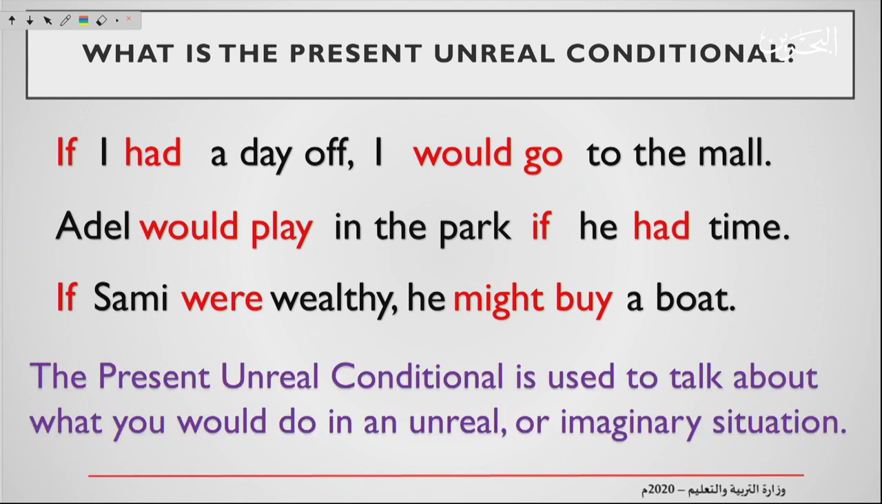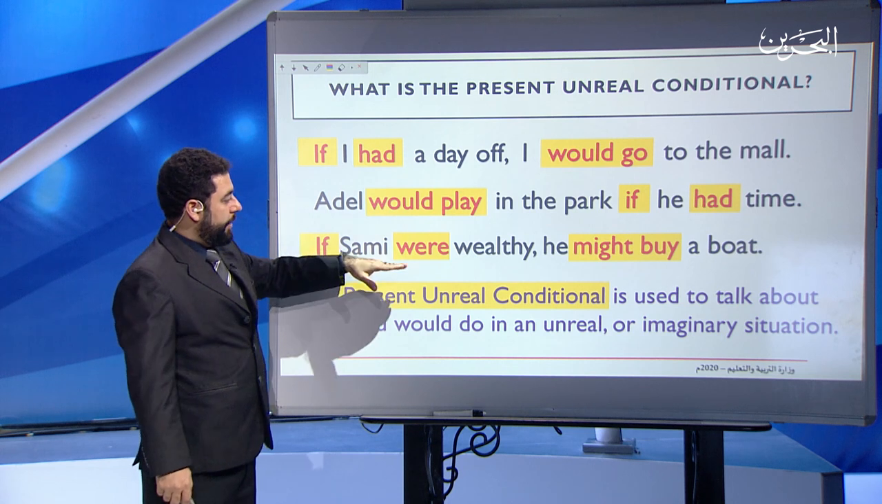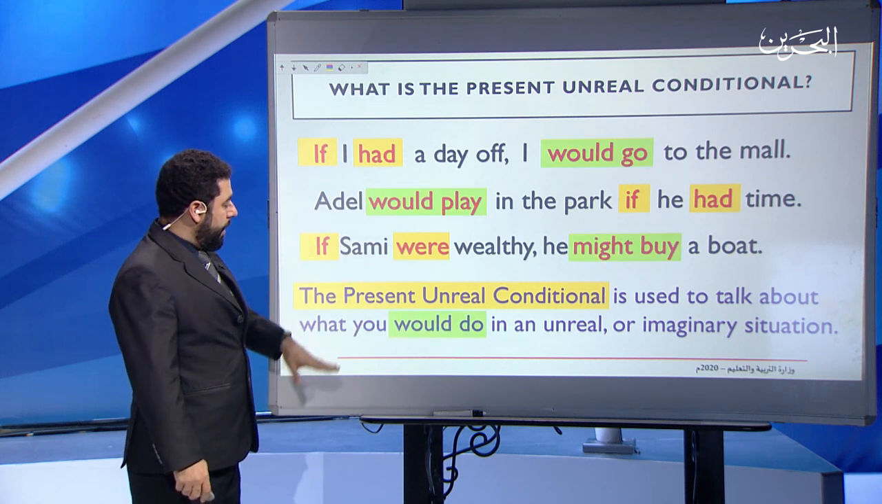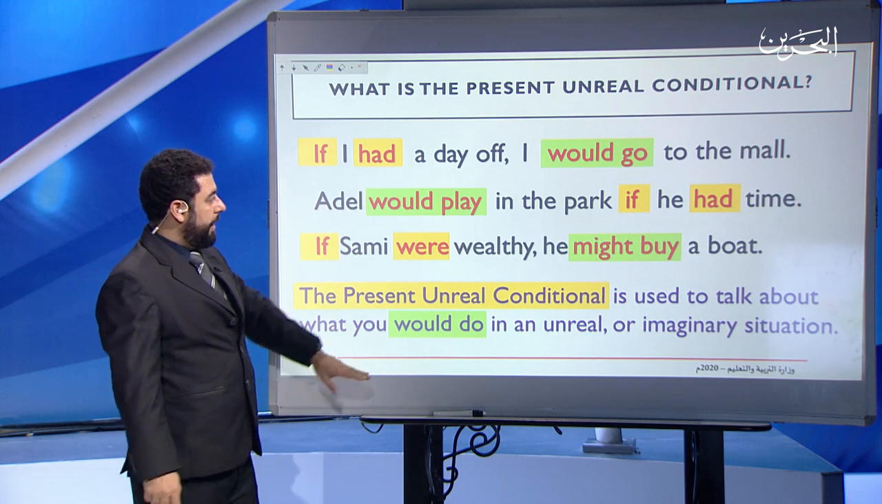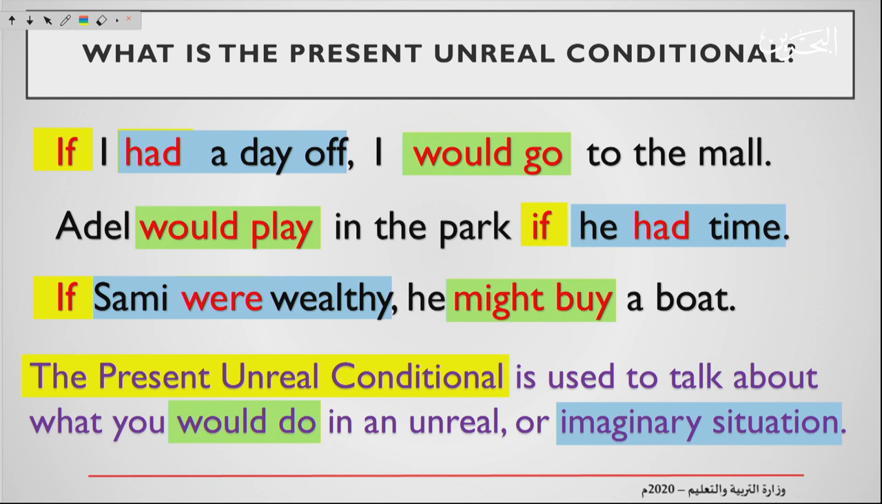So, the present and real conditional is used to talk about what you would do in a real or imaginary situation. So, the present and real conditional is this: if, and you have the past simple, then would and go. Would play if had, if were, might buy. So, we use would plus a verb in the other clause, and then we use the imaginary situation in the if clause. Let me explain that even more.